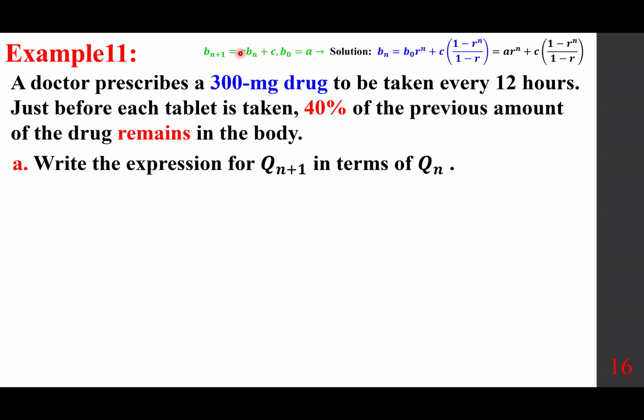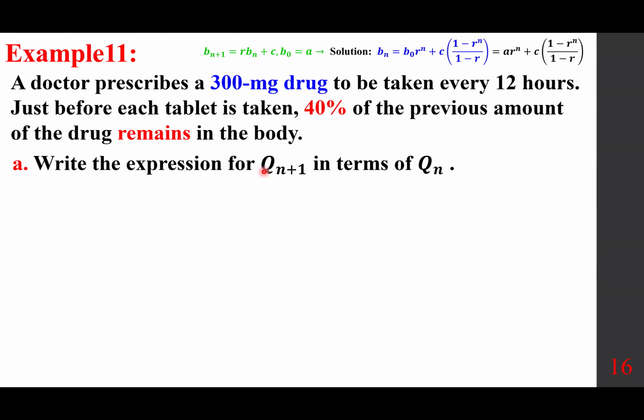Well, when we deal with that, we need to know what is the constant. Because 12 hours is a time step, every 12 hours we give this much. This is the constant. What remains, the percentage, the portion that remains in the body is 40%. That's R. Okay. So we are going to write the given.